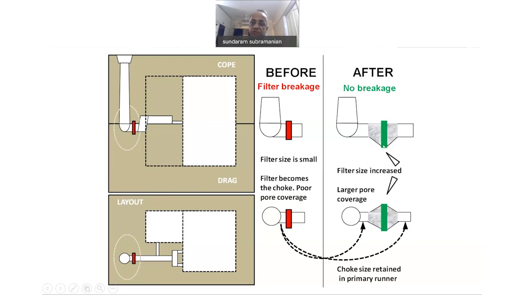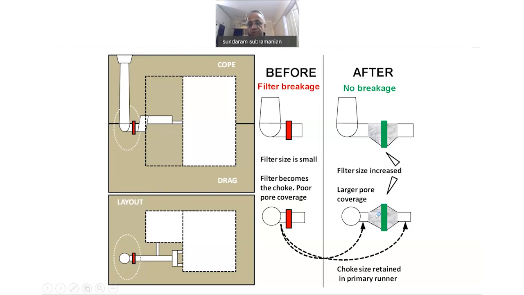The thumb rule is, for gray cast iron, you have to use a filter area which is 3 times the area of the runner. In SGI, you may have to go up to 4 times the area of the runner. But these are only thumb rules, and you have to decide based on the situation.